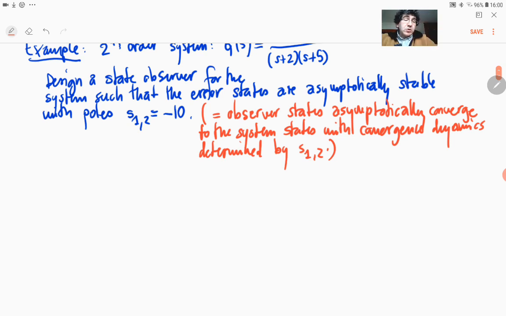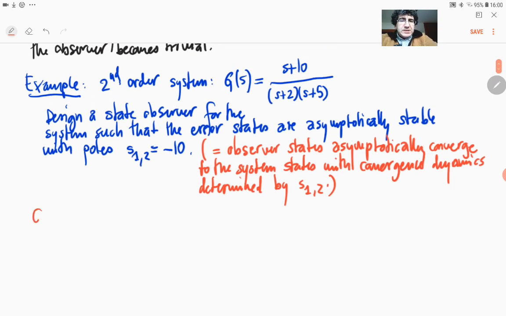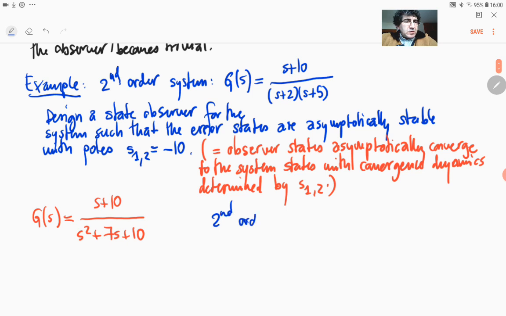Okay. So let's expand G of s. So G of s is s plus 10 over s squared plus 7s plus 10. This is a second order system. Okay. So this corresponds to a 2x2 system matrix, right? Second order system. Let us remember what is the observable canonical form.